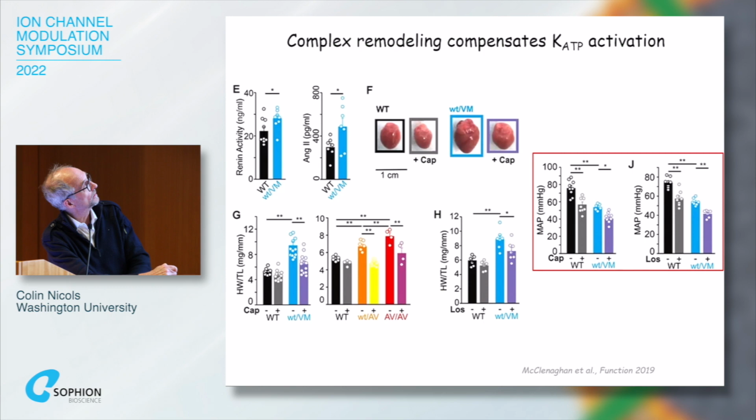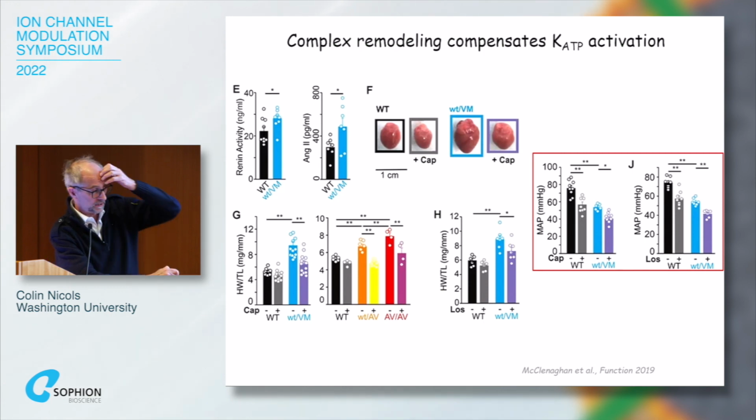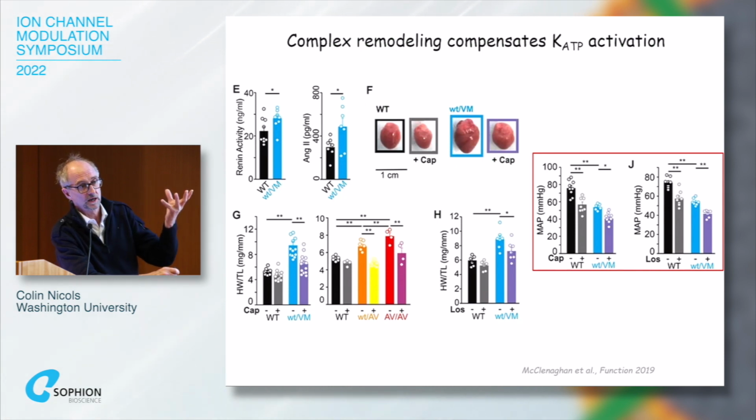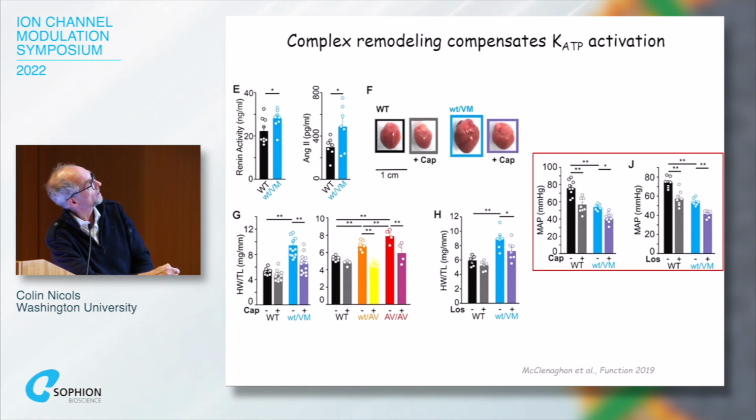And when we looked at what it could be, we find that in VM animals, there is a significant increase in renin activity, which is released from the kidneys in response to low perfusion, and an increase in angiotensin II. And angiotensin II signals to the heart to increase heart size and increase contractility. We can block renin-angiotensin signaling with captopril.